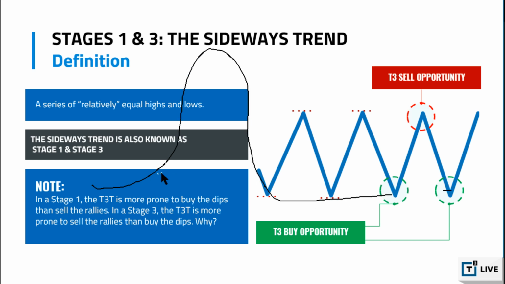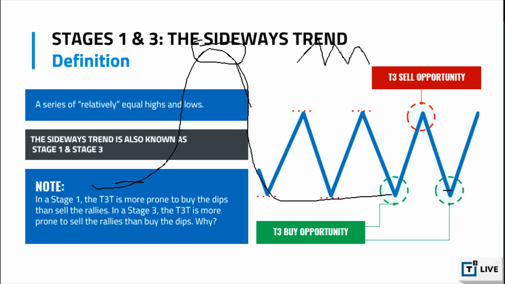Okay? Never forget this. This is stage 1, and that's stage 3 at the top. What comes after stage 3 is always a downtrend, always stage 4. But for a while, it's sideways. What comes after stage 1 at the bottom is always a stage 2 uptrend.